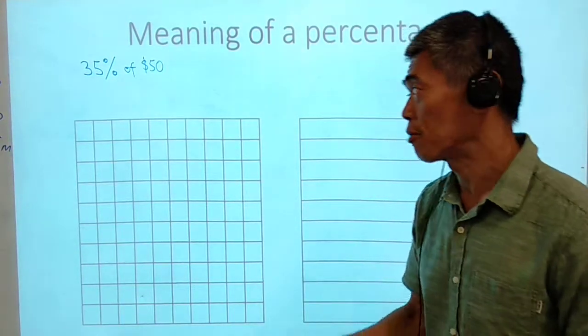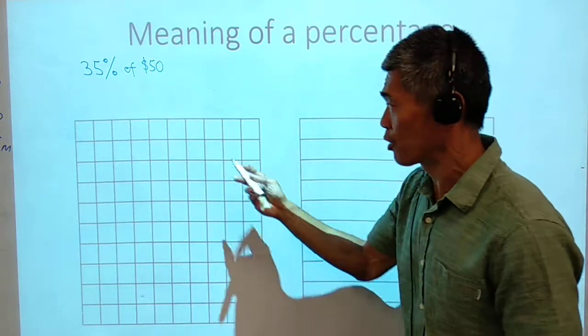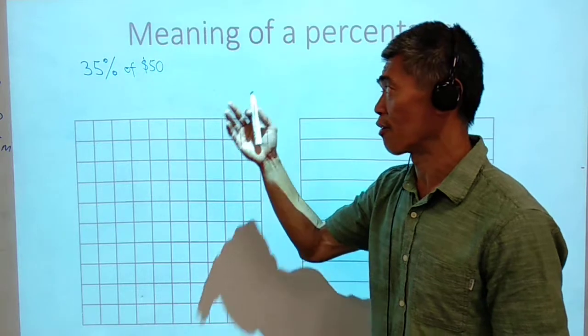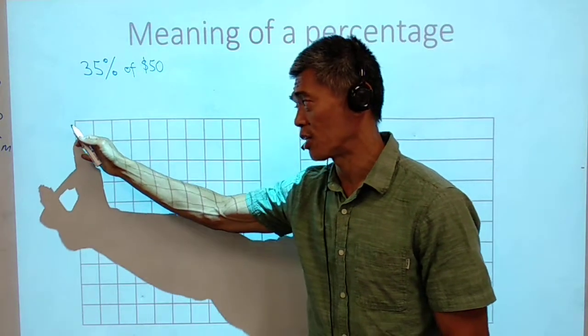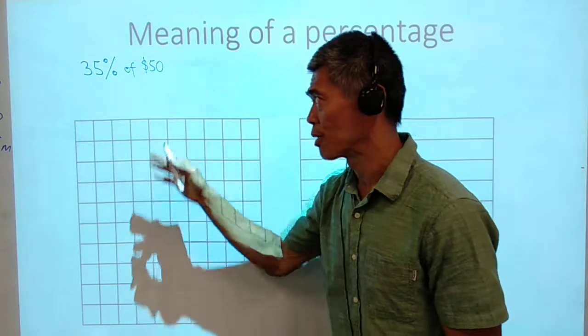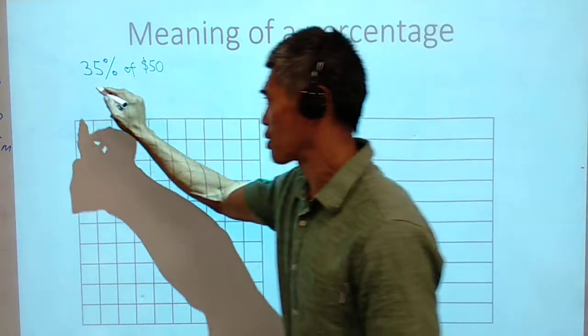In this example, we want to find 35% of $50. If you're going to use the 10 by 10 grid, we're going to have to divide $50 by 100 first to find out how much there is in each part, and then multiply that by 35 squares to find out how much there is in 35%. So let's get on with it.